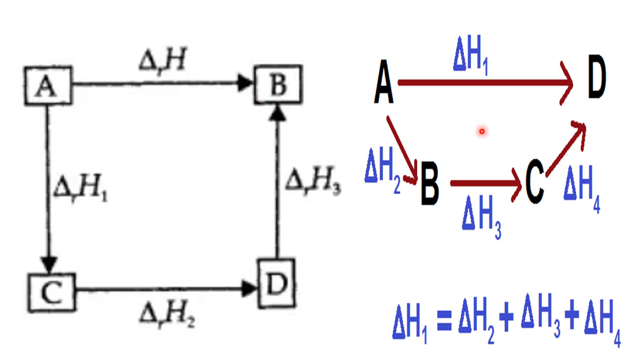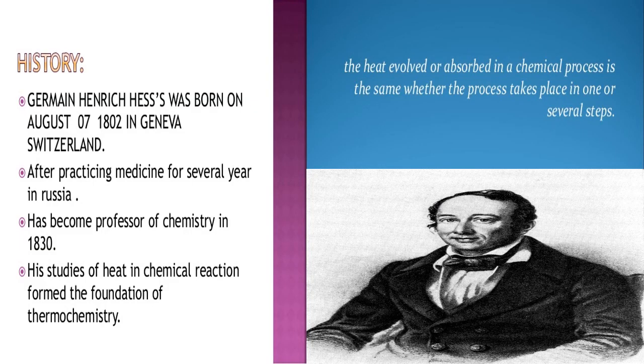In one more way, whether you are converting A to D directly or A to B, B to C, C to D, delta H1 is equal to delta H2 plus delta H3 plus delta H4. Hess's law of constant heat summation. Now this is a brief history of a famous scientist, G.H. Hess. A very famous scientist.